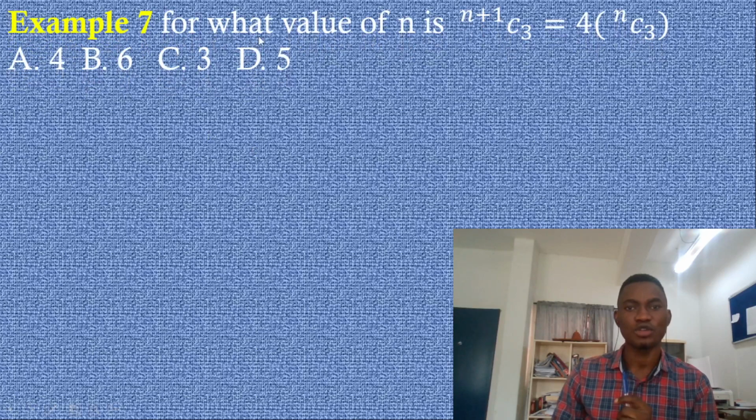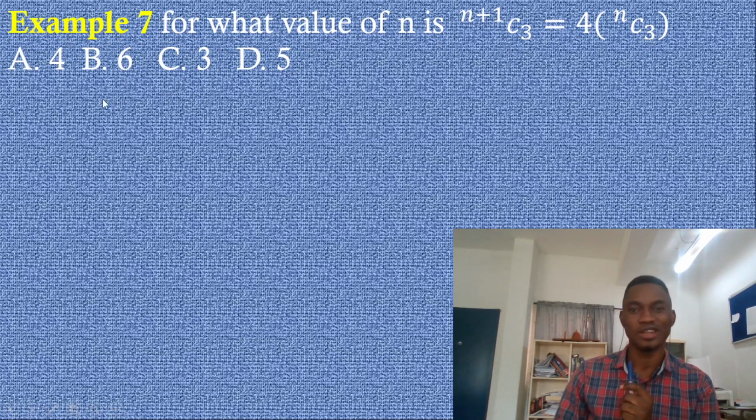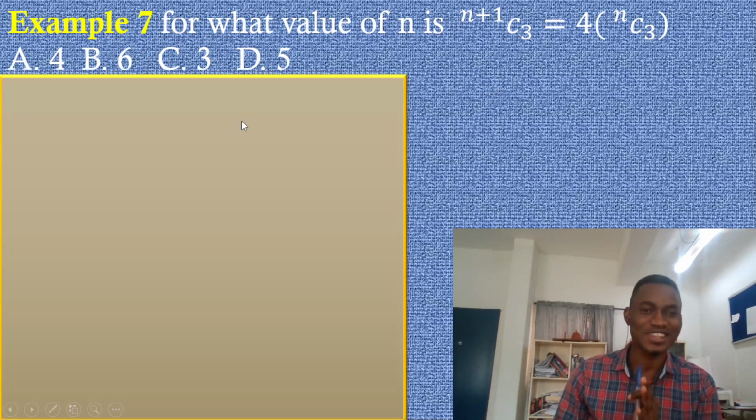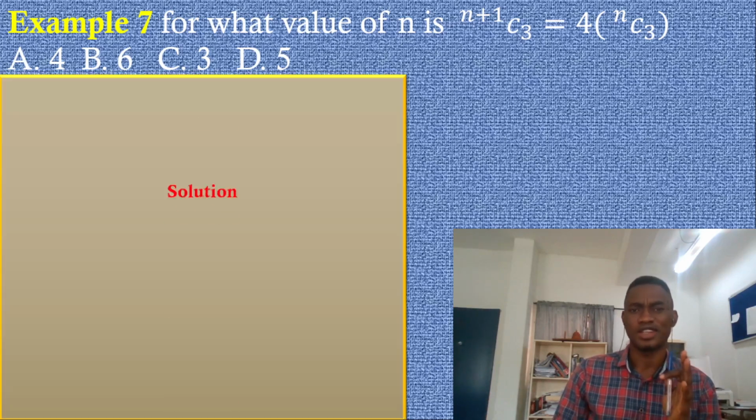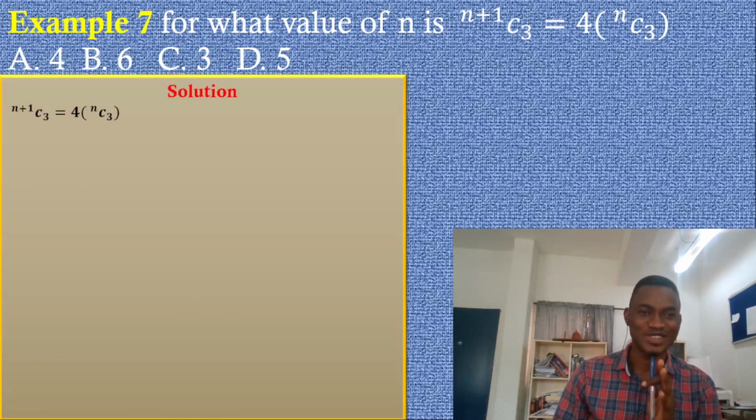For what value of n is n plus 1 combination 3 equal to 4 times n combination 3? Look at the options. Guys, this is not hard at all. Just apply what you know and you get the answer. So let's look at the solution. It is not going to be difficult at all. All right, so this is the question.